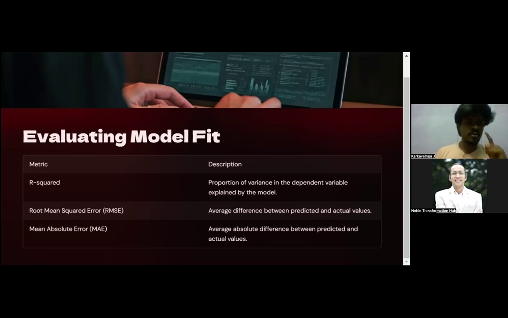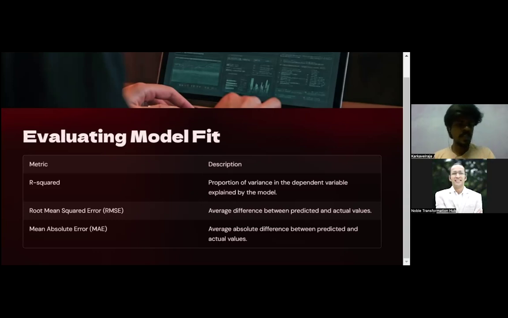Whenever it comes to R squared, it is a metric available to evaluate the linear regression model. It is the proportion of variance in the dependent variable explained by the model. There is one more metric called RMSE, that is root mean squared error, which is the average difference between the predicted and the actual value. The predicted value is the value predicted by our linear regression model. The actual value is the value present in the data set itself. I hope now you can understand what the predicted value and the actual value are.